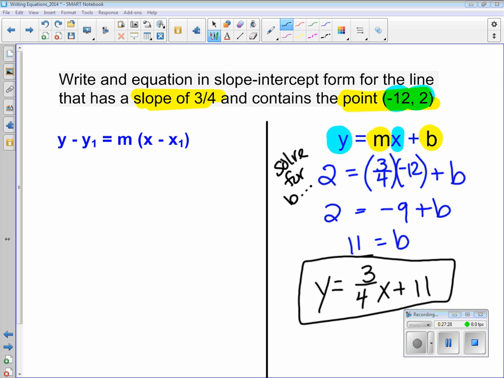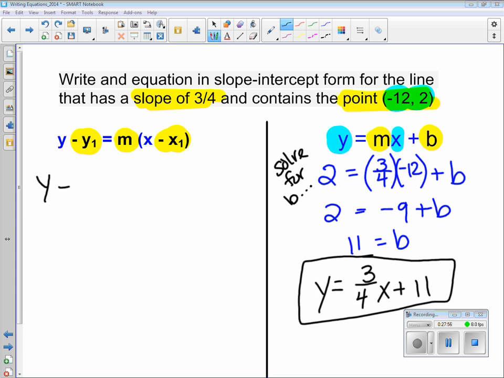And you may or may not have done that last year, but this is the way I want us to focus on. If you look at this particular formula, you are given room to put in your point, and there's room to put in your slope. So you literally aren't solving for anything. You're just plugging in what you have. It's that simple.